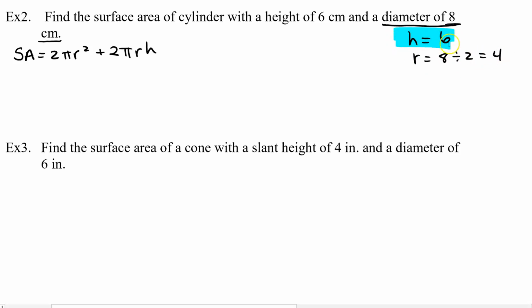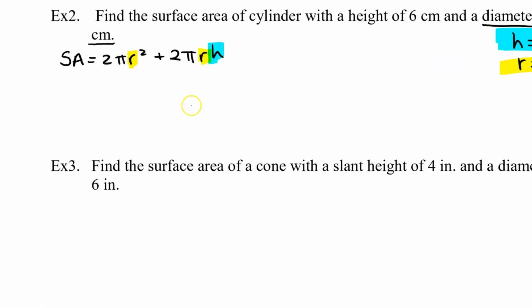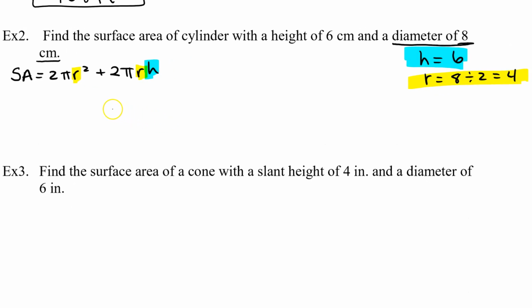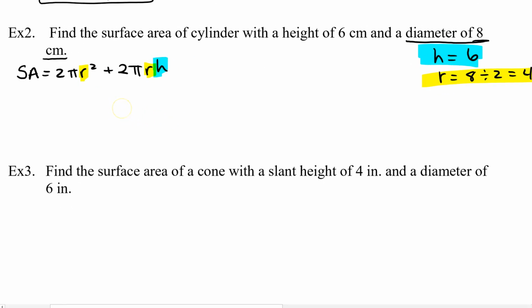So whenever I see a height, I'm going to put in 6. And whenever I see r, I'm going to put in a 4. So first things first, I'm just going to substitute in the values. Okay, so 2 pi, not r, but 4 squared plus 2 pi times 4 times height, which is 6.